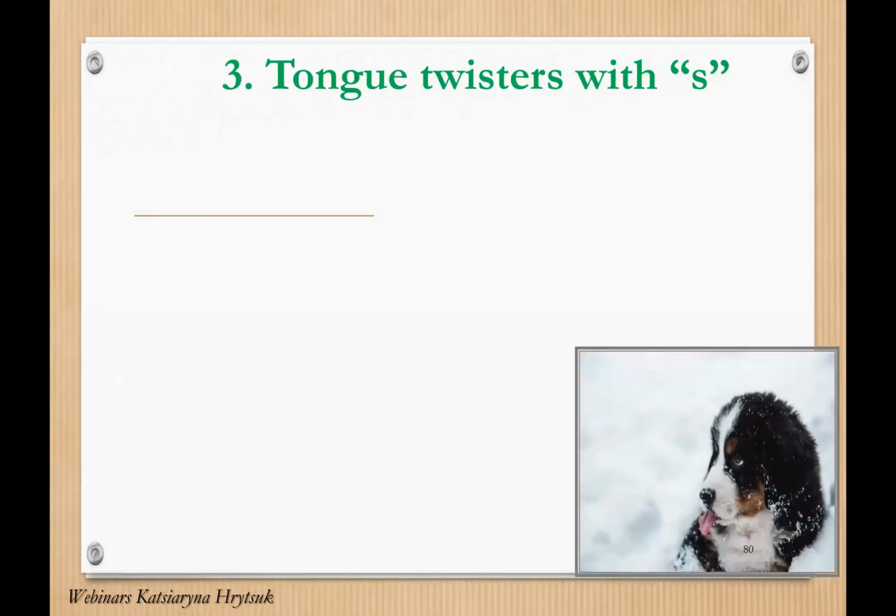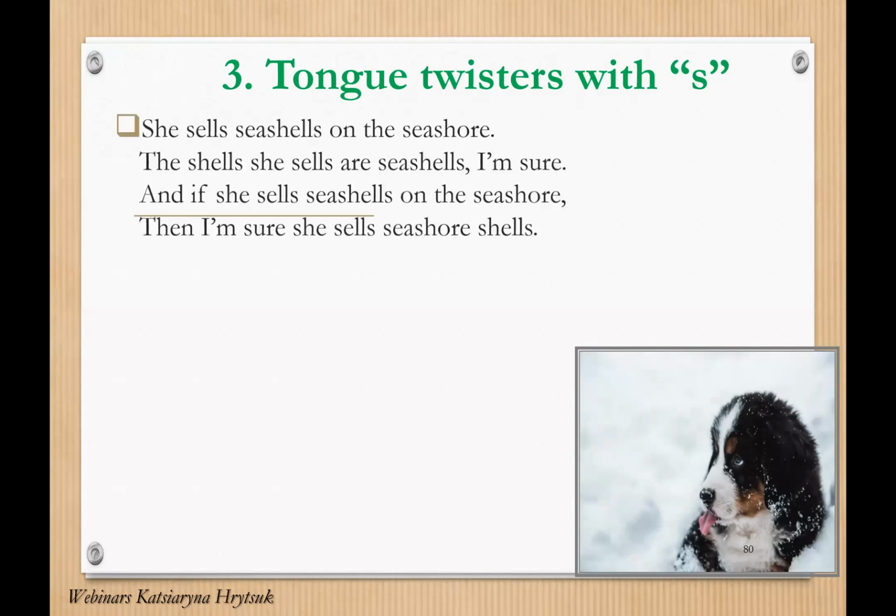Okay, so tongue twisters with S. This is a killer too. She sells seashells on the seashore. She sells the seashells, I am sure. If she sells seashells on the seashore, then I'm sure she sells seashore shells. Oh, yes. So this one is quite complicated. She sells shells on the shore. And this is just repetition.